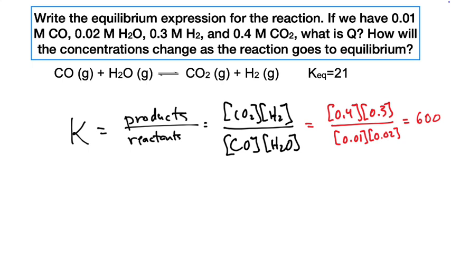What did we solve for? Q. It's not K because what does K equal? 21. Okay. What does it mean if we have a K or a Q that is significantly larger than the K? Careful. Our products are in a higher concentration than they should be. Okay, so it's not product favored.